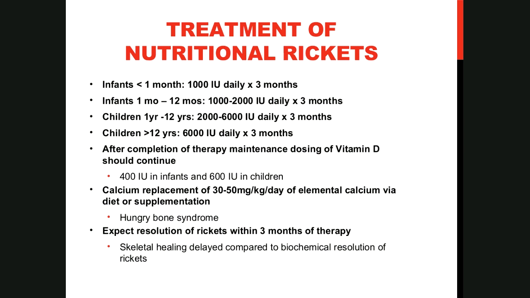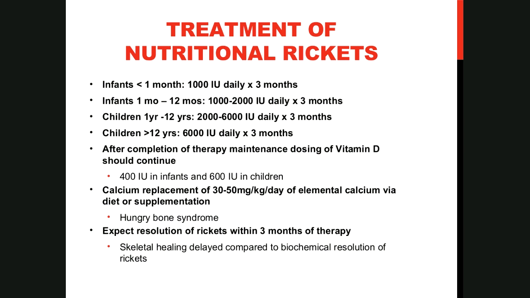We do oftentimes also replace calcium in the early stages of treatment, and this is mainly to prevent what's called the hungry bone syndrome. So when you have longstanding rickets and an elevated PTH level, you're essentially stimulating bone resorption to occur continuously, and the bone is really being depleted of its calcium. And so when you begin treatment, the bones are just so hungry to replenish their calcium stores that they will take up all of the available calcium. And so if you don't provide calcium replacement in the initial phases, then you can actually precipitate an acute hypocalcemic event.